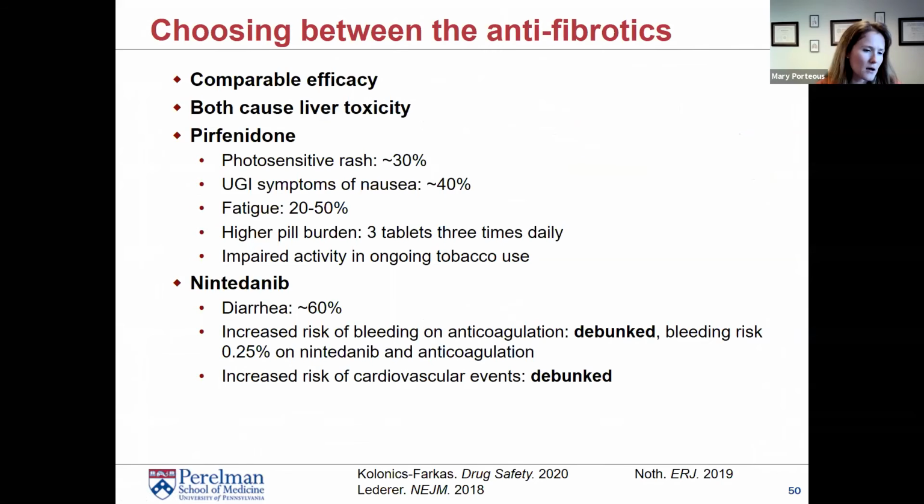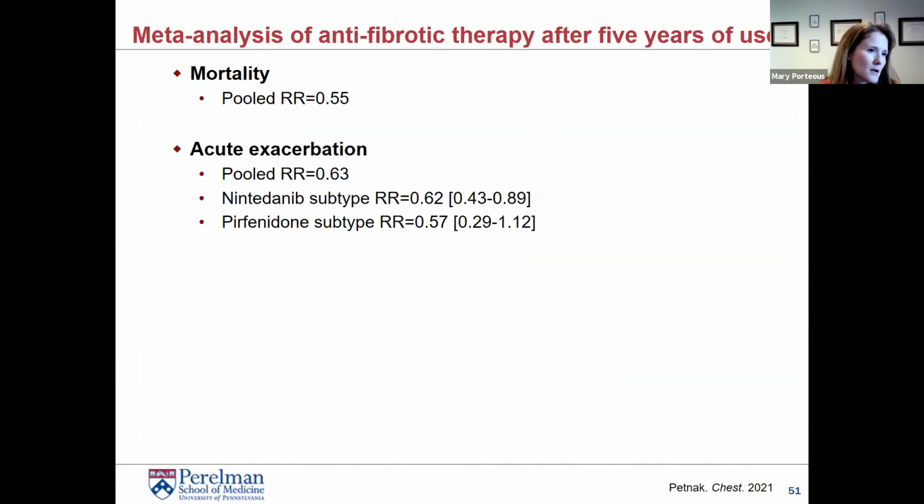Nintedanib has a high rate of diarrhea. Increased risk of bleeding on anticoagulation was initially reported, but that was debunked. And there was an initial signal toward increased risk of cardiovascular events that so far hasn't been seen in post-hoc trials. We have more experience now, 5 years later, based on a lot of meta-analysis of many trials that were done very differently. So pooling these trials has some statistical consequences.